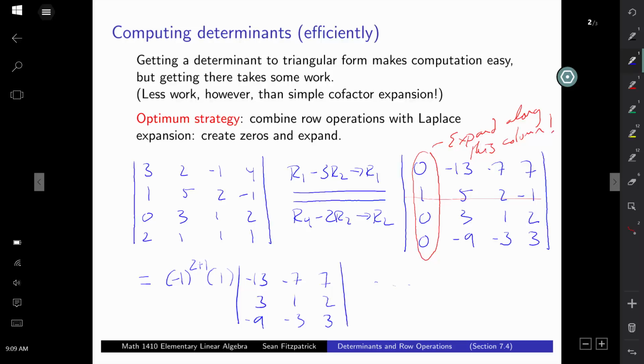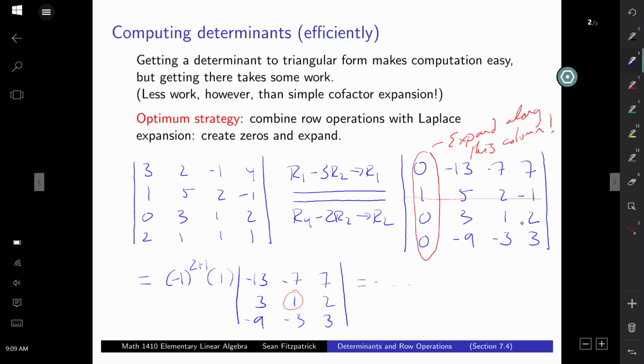So if I was going to proceed from here, there's a few options you might consider. One thing you might do is pull a 3 out, because in that third row everything is a multiple of 3. Or I could just use this 1 in the middle here, and again, I don't need to worry about swapping rows. I could use that 1 to get rid of the minus 7 and the minus 3, and then expand along the second column. Actually, why not? Let's finish it off.